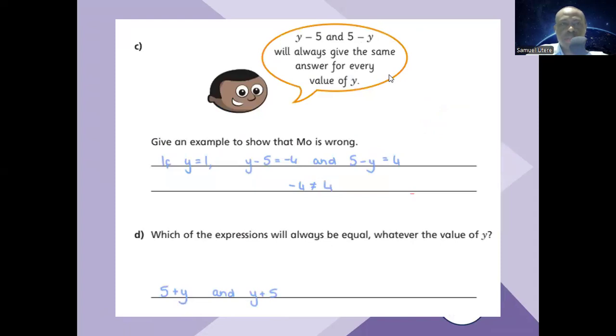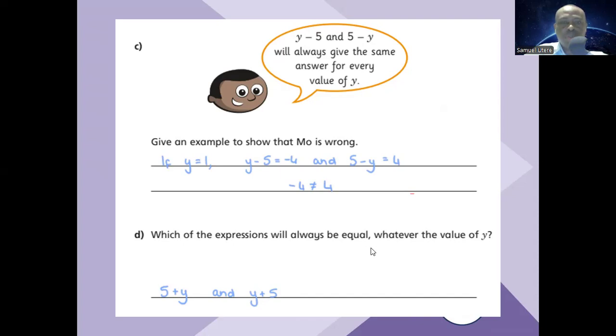Okay. Here is the answer to C. 5C. You're asked whether y minus 5 and 5 minus y will always give the same answer for every value of y. Of course, that's not true. You can just use a simple example to show that's not true. If we put y equals 1, y minus 5 will be negative 4 and 5 minus y will be 4. Negative 4 is not equal to 4. You can see it here. So they won't give you the same answer. And another reason, don't forget, subtraction is not commutative.